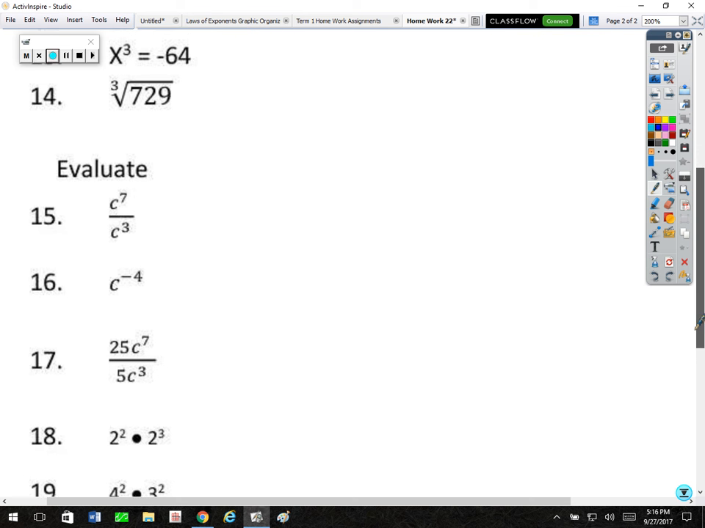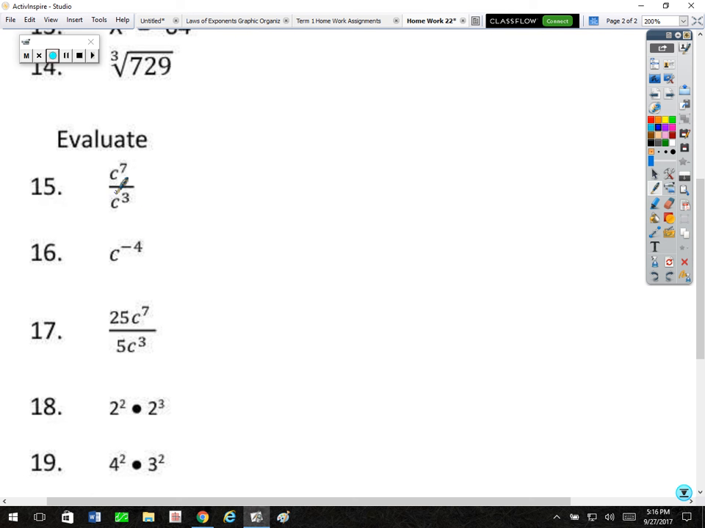Alright, I'm not going to do these for you, but we'll talk about these. So remember here on your graphic organizer, I'm dividing the same bases. So that should tell you to subtract your exponents.